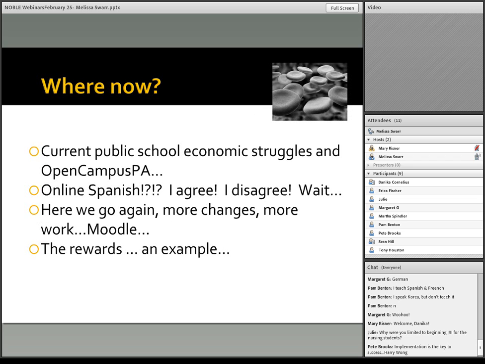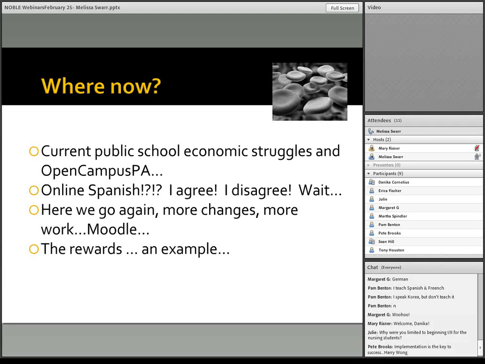We were looking, where do we go now? We've had some economic struggles, and our district has been really struggling economically and still is struggling.